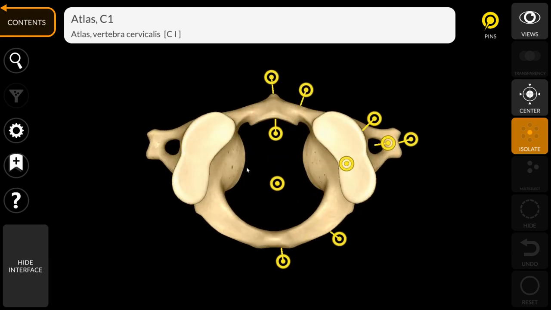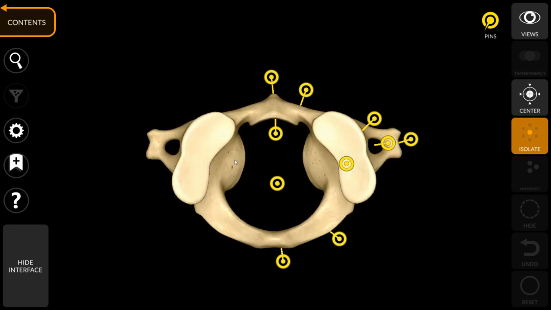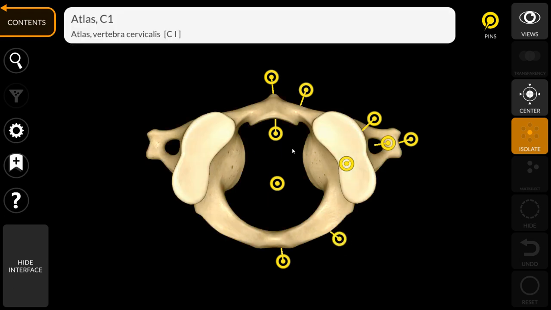If you observe superiorly, these two lateral masses are connected by two arches. Number one, the anterior arch, and posteriorly, the posterior arch. I repeat, C1 doesn't have any body, it has lateral masses, and these are connected by the anterior arch and the posterior arch.